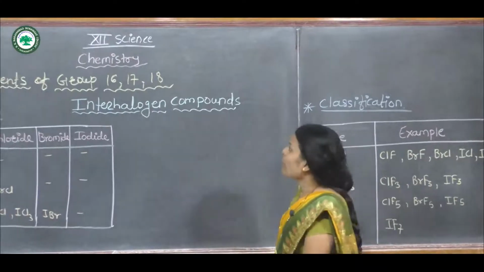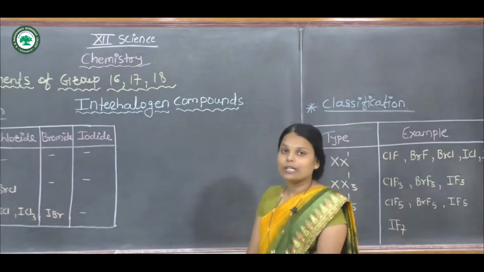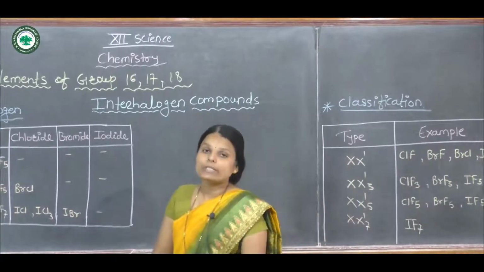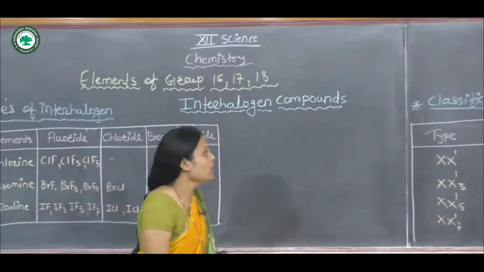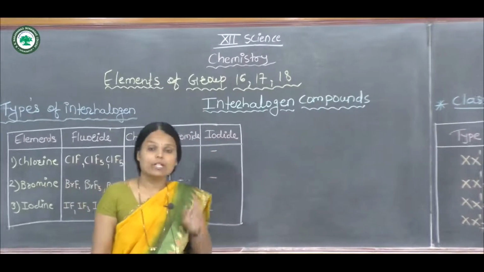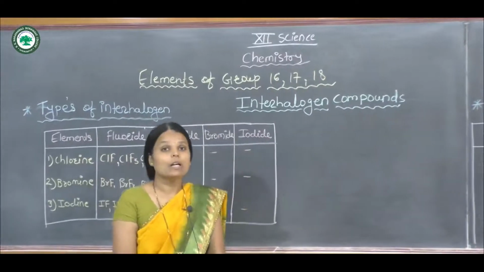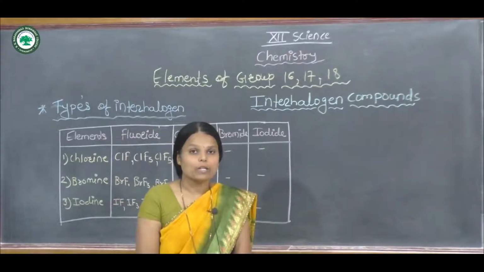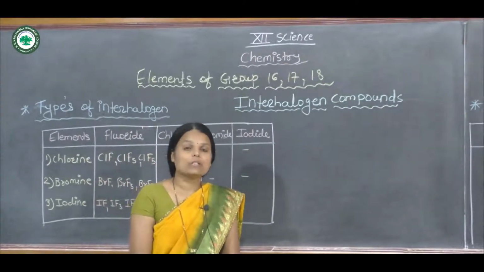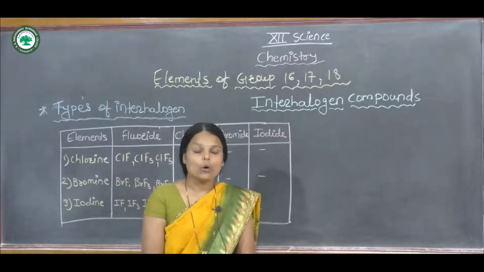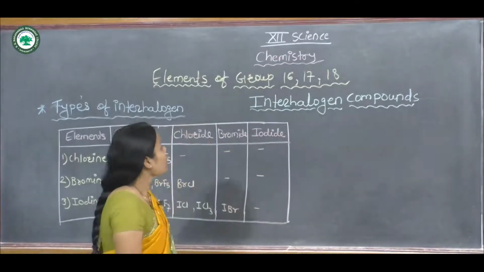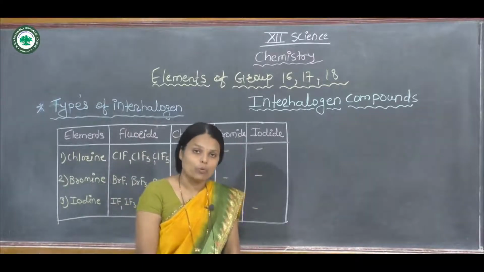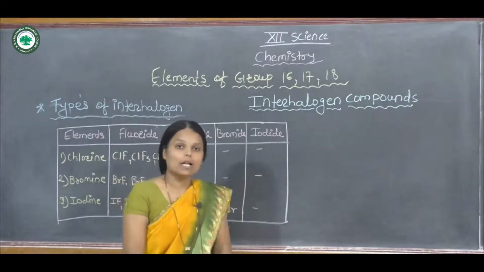Today, in 12th Science Chemistry, chapter number 7 is the elements of group 16, 17 and 18. We know that in this chapter we completed the electronic configuration, chemical properties and physical properties. In the previous lecture we also discussed oxo acids. Today we are going to start a new topic, interhalogen compounds.